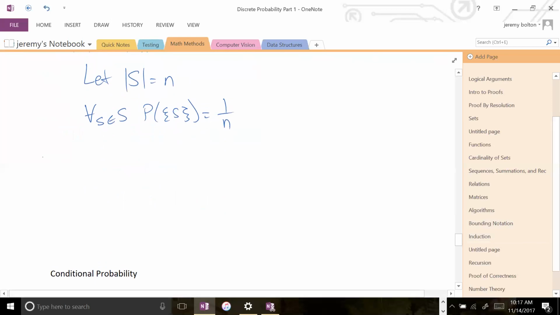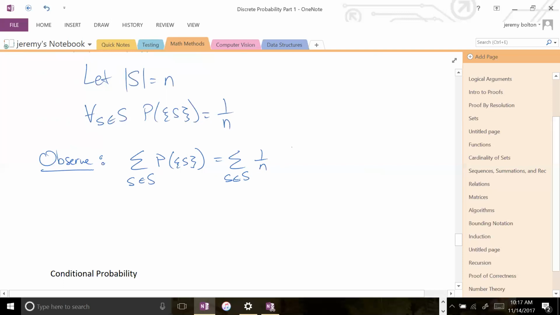And observe that if we were to sum over all the singletons, we would get a probability of 1. That is, if we have the sum over all s in S of P(s), this is simply equal to the sum over s in S of 1 over N, substituting in from our assumption, the definition of the uniform probability distribution, right?